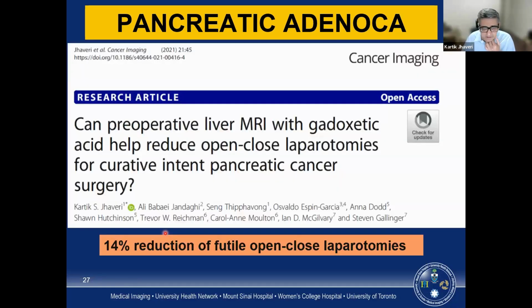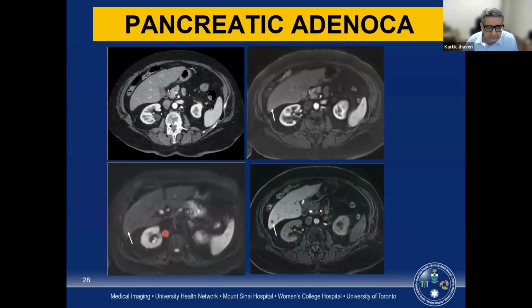So we looked at whether utilizing preoperative liver MR in addition to the staging CT can help reduce open-close laparotomies. And we found that in this population, when we inserted gadoxetic acid MR, or Primovist MR, we had a 14% reduction of these futile open-close laparotomies, and hence now all our patients undergoing potentially pancreatic ductal cancer resection get a Primovist liver MR before to exclude liver metastases and prevent these futile open-close laparotomies.